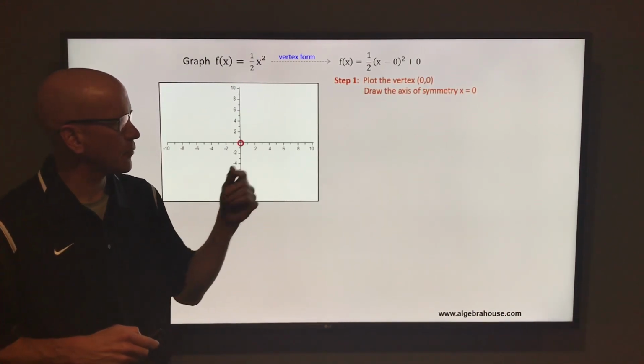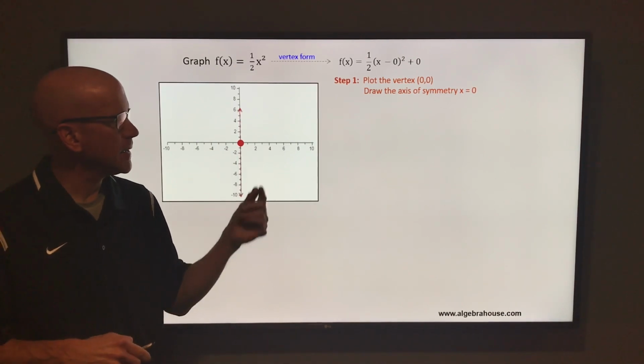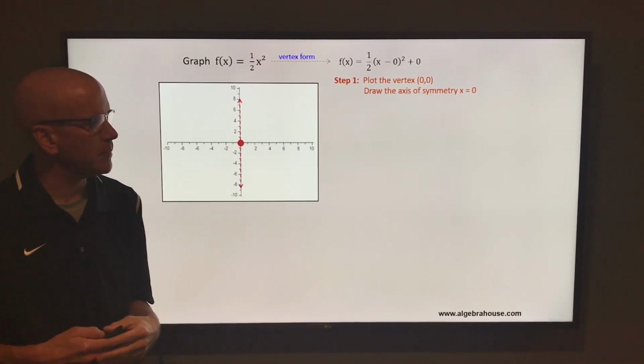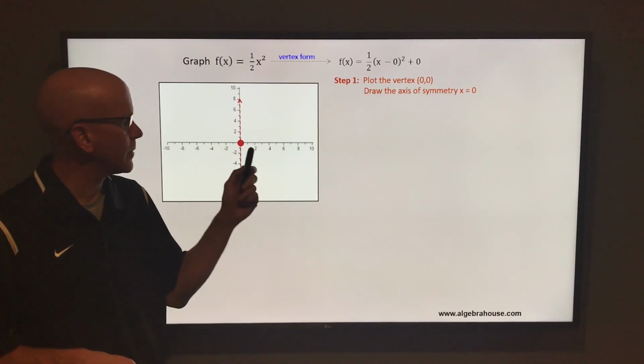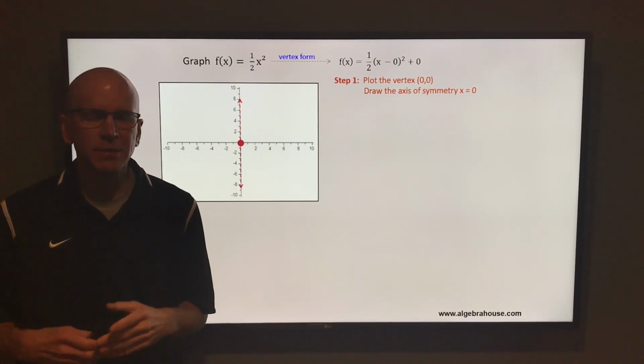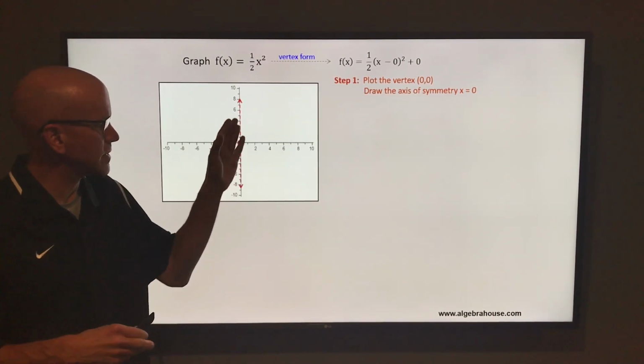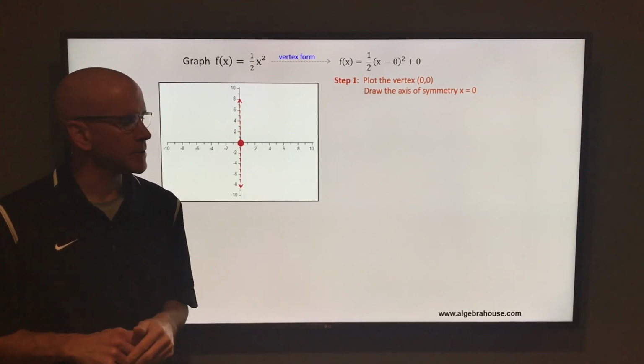Then you're going to plot the vertex, put a point at 0, 0. And then also draw the axis of symmetry. Remember, the axis of symmetry is the vertical line that goes directly through the vertex. Now that's really not part of the graph. You're going to lightly sketch that in just so that you know where it is.